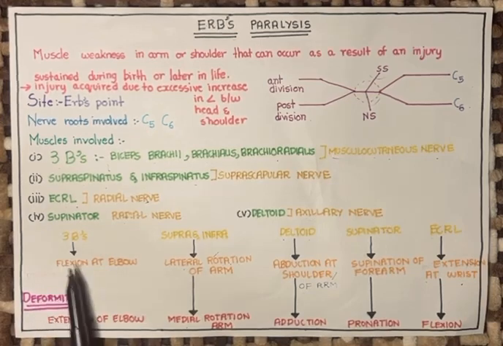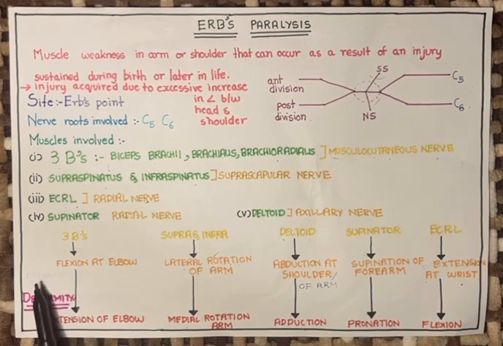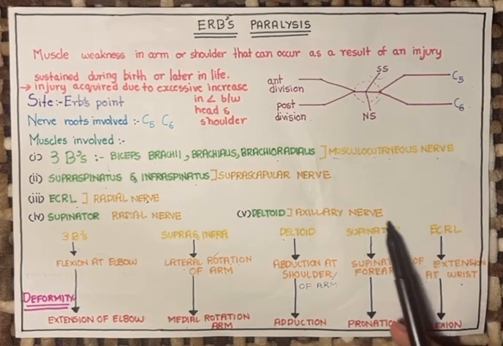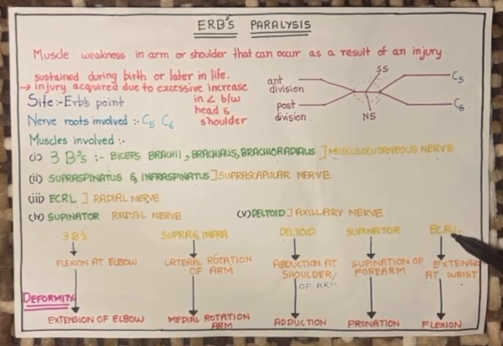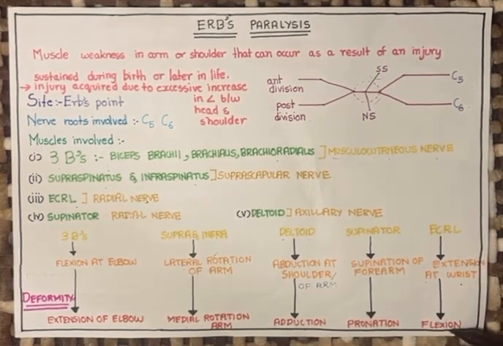Then we have the 3 Bs who are responsible for flexion at the elbow. Because of paralysis of 3 Bs, the function of flexion at the elbow is lost, resulting in the deformity of extension of the elbow. Next, we have the supinator who, as the name suggests, is responsible for supination of the forearm. Because of paralysis of the supinator, there is going to be loss of function of supination of forearm, resulting in the deformity of a pronated forearm. Next, we have the extensor carpi radialis longus, who, when paralyzed, will lead to loss of function of extension at the wrist, resulting in the deformity of flexion at the wrist.